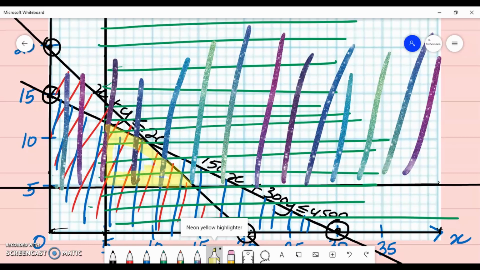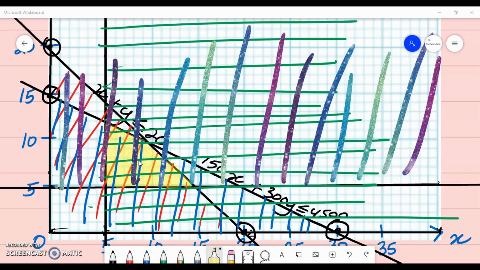So it's this part of my graph that has all of my colors, and that is going to be my solution set. Now notice the shape of that solution set. It's actually a four-sided figure: 1, 2, 3, 4. It's a four-sided figure, so that's a quadrilateral there.